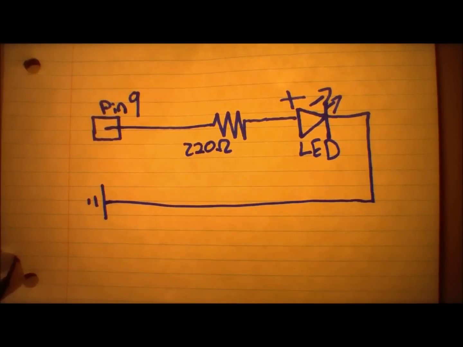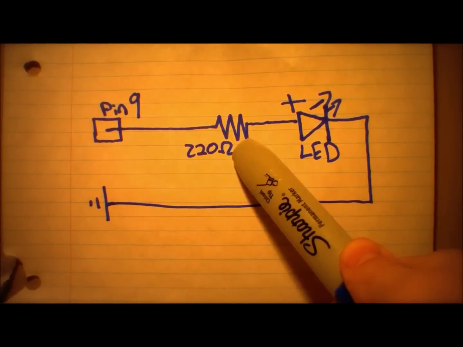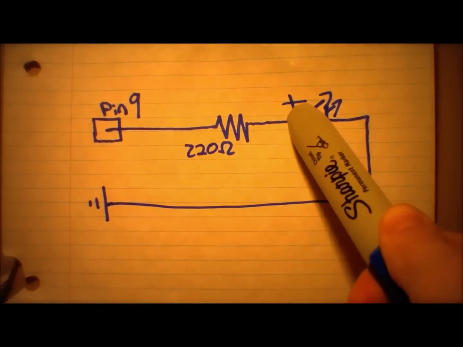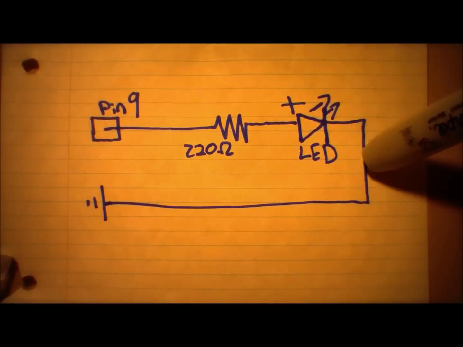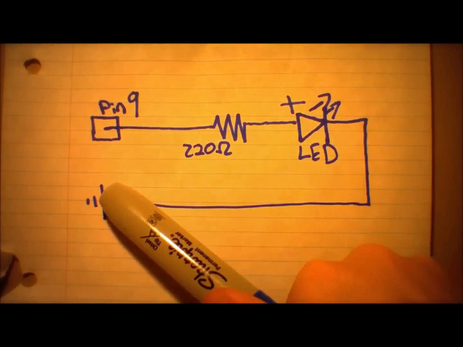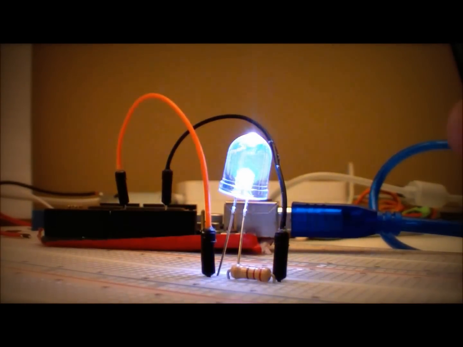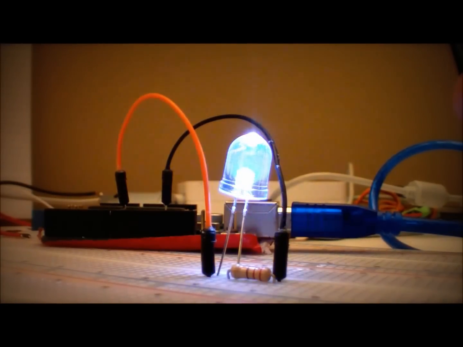So this is a schematic drawing of it. You've got your pin 9 here, then you've got it going to your resistor, 220 ohm resistor, then you've got it going to the positive side of the LED, and then out the negative side you're going to go down and into the ground of the Arduino. So this is the circuit when it's finished. As you can see, the LED reaches its maximum brightness, goes back down, turns off for 30 milliseconds, and repeats again.